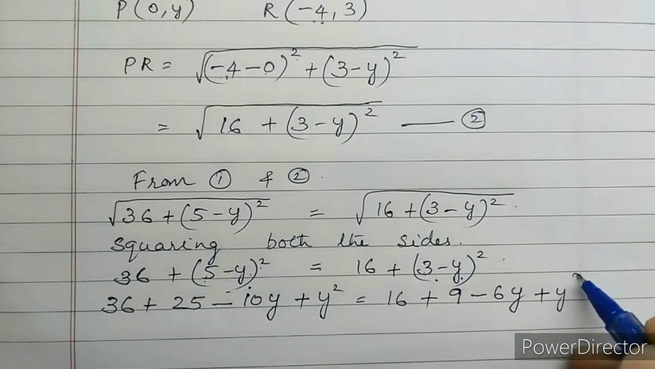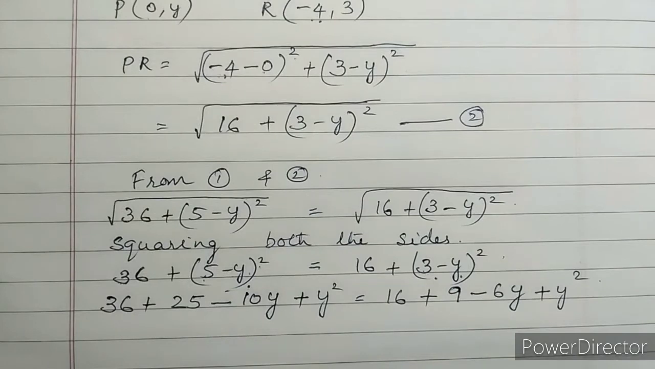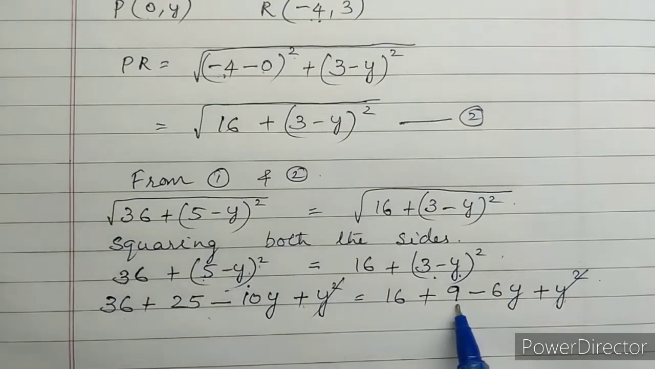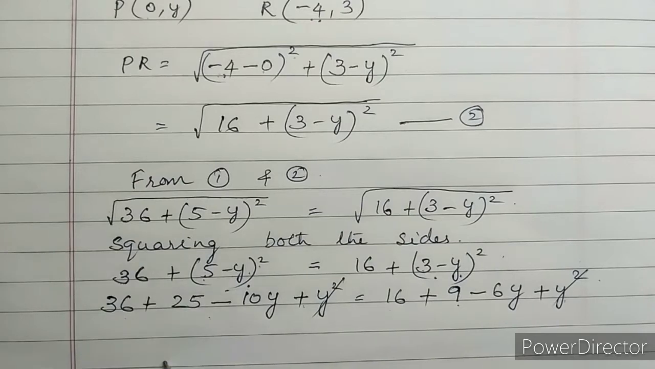plus y square. So now similar ones, both the sides you can cancel it off. y square and y square both positive, so you can cancel it off. Next, anything else? No, it is not possible. Now 36 plus 25 and 16 and 9, number part, you have to bring it to one side, and y terms you have to bring it to the other side.